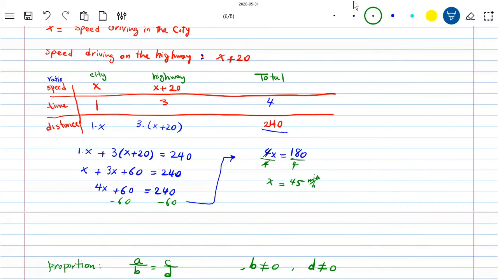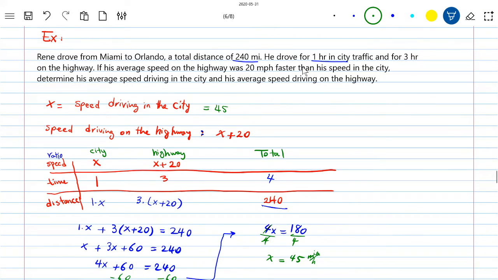Okay. So what is this x that we found? x was the speed in the city. We found that x, which was the speed in the city, is 45. What about the speed on the highway? It's 45 plus 20, 60 miles per hour. So you can answer both questions either way.